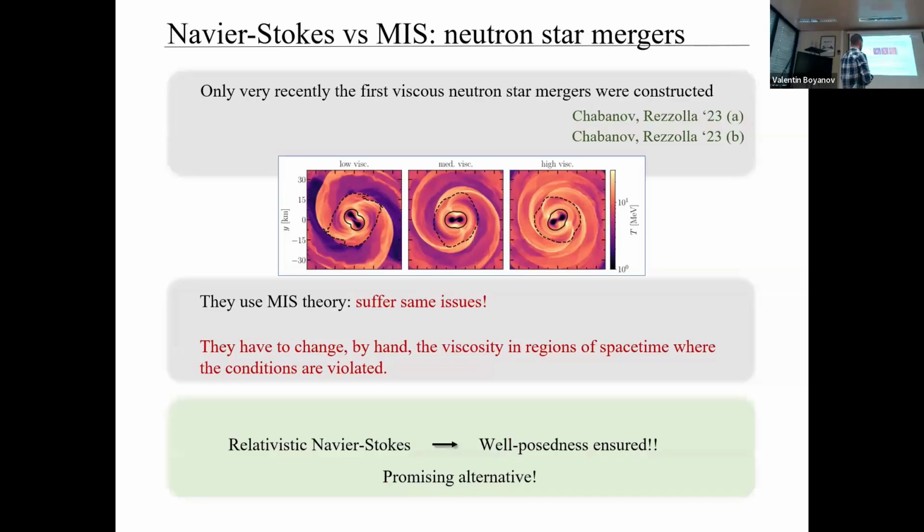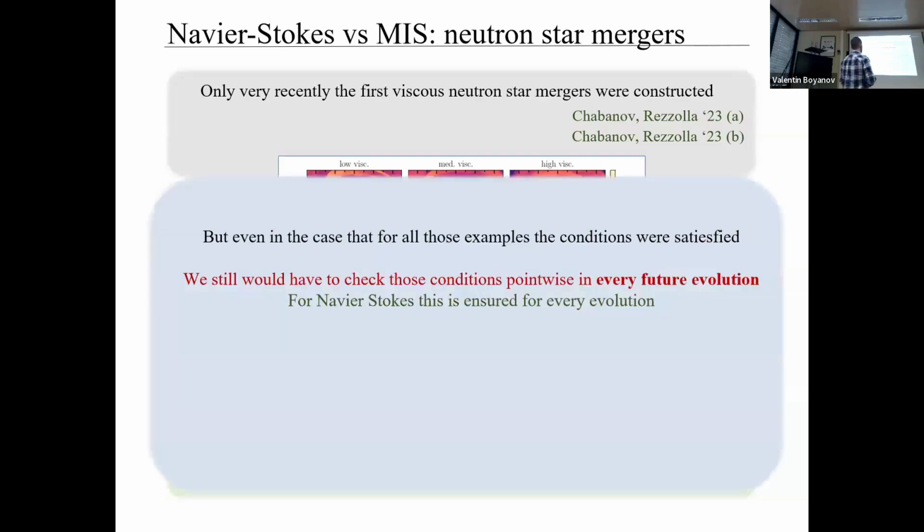Okay, so if we now implement relativistic Navier-Stokes, we ensure that well-posedness is satisfied. So if we were able to perform a neutron star merger using relativistic Navier-Stokes, then we wouldn't have these problems. So now we can try to perform this implementation. In this sense, relativistic Navier-Stokes is a promising alternative.